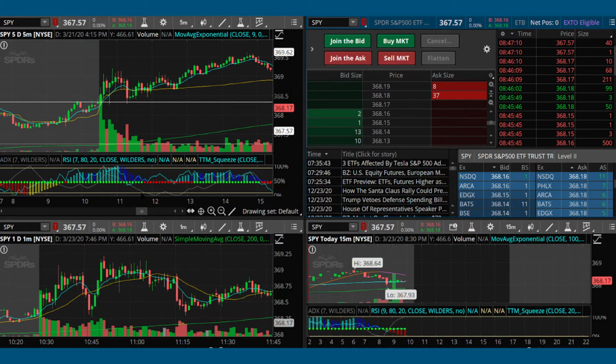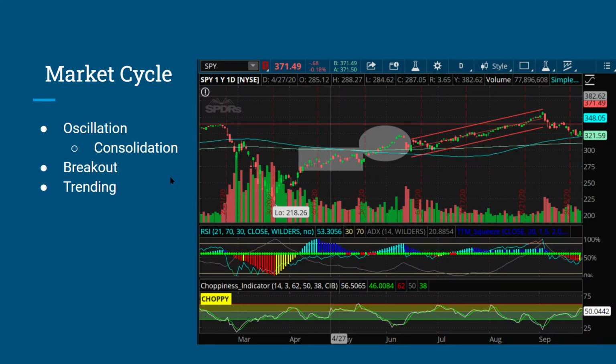So using multiple time frames is really important to make sure that your trade is in line with the overall direction or trend that you're trying to trade with. And we're going to get into, in a moment, the different market cycles, which actually we're going to right now.